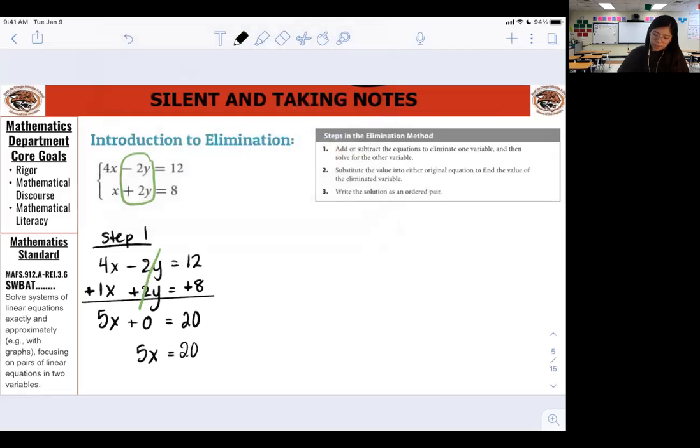And my final answer for x? 4. How do you get 4? Divided by 5. There you go. Yeah, we're dividing by 5. So x equals 4. See how much quicker that is than substitution? It's kind of crazy, right?